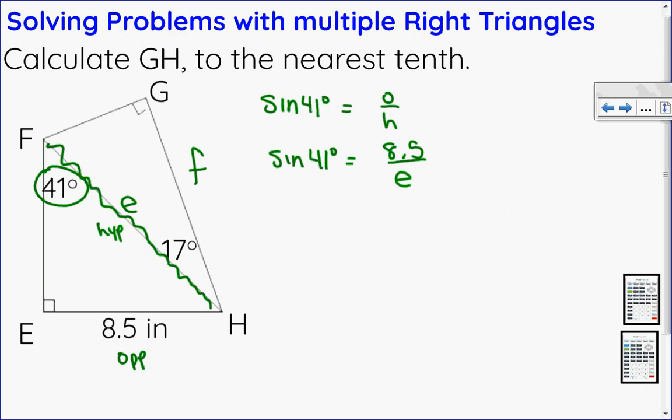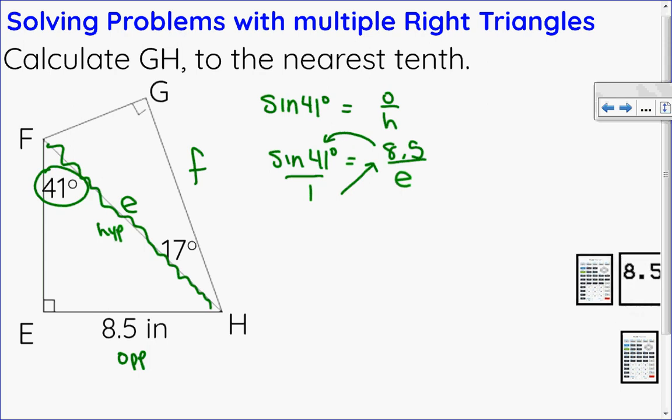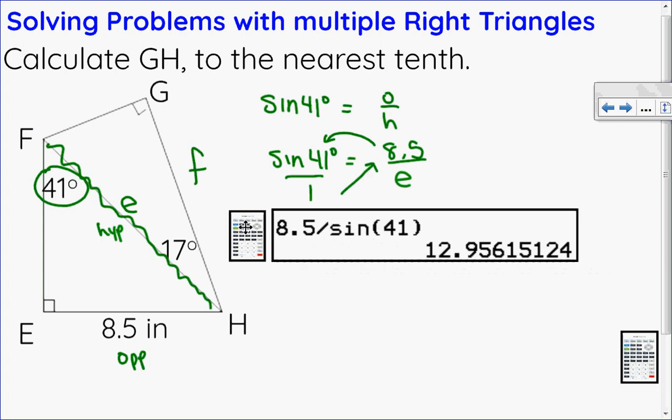So since we know the angle, this is a cross multiply and divide question. So in my calculator, I would just punch in 1 times 8.5 divided by sine of 41. So in doing that, I get that side E is equal to 12.95, etc. Now, I'm going to use the unrounded value in my next calculation. Don't round until the end, because if you round as you go along, you create cascading error.